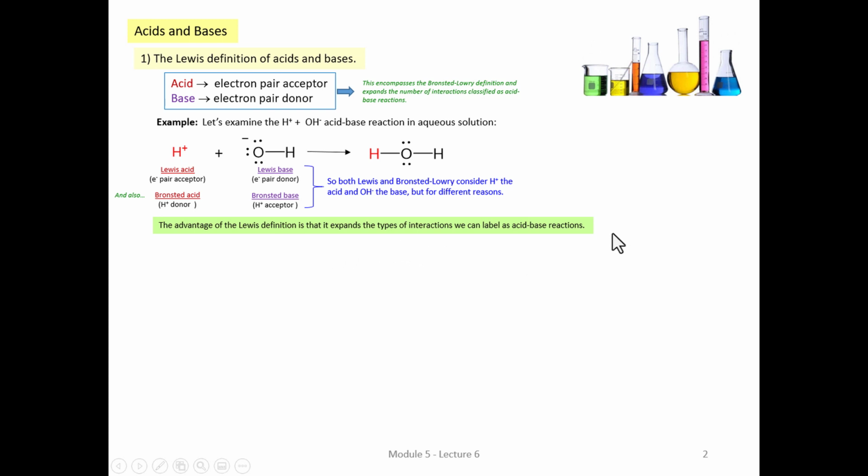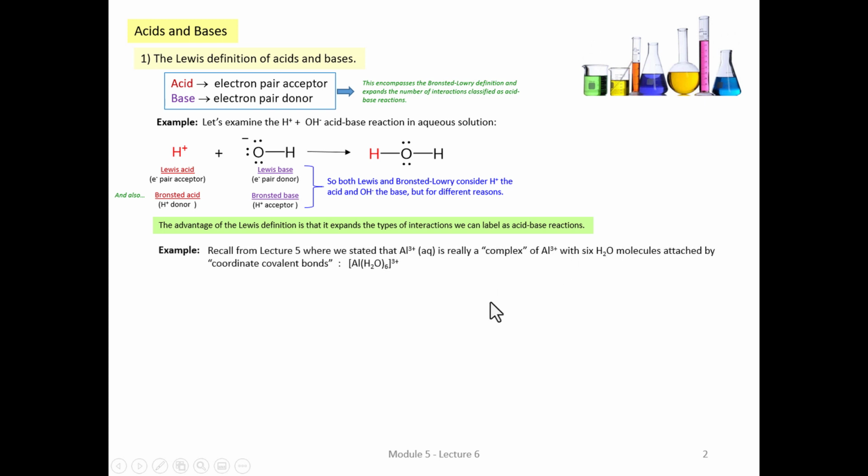Again, the advantage of the Lewis definition is that it expands the types of interactions we can label as acid-base reactions. To show you this, we'll recall an example from lecture 5 where we stated that aluminum 3+ ion dissolved in water is really a complex of aluminum with 6 water molecules attached by coordinate covalent bonds. And we wrote the formula like this, and we understood that the oxygen atoms of the water were attached to aluminum with these coordinate covalent bonds.